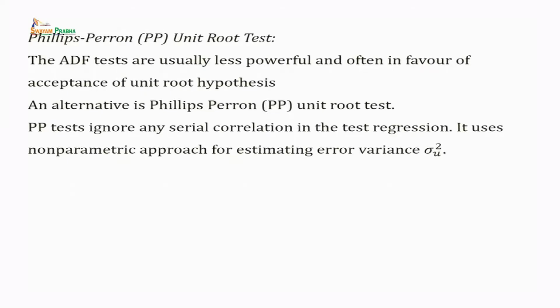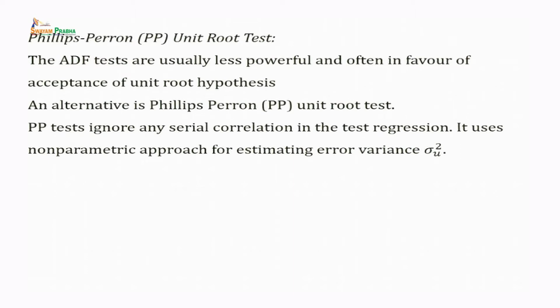So, the ADF tests are usually less powerful and often in favor of acceptance of unit root hypothesis. This is a serious problem with the augmented Dickey-Fuller test. It is often in favor of the acceptance of unit root hypothesis. Then an alternative is the Phillips-Perron unit root test.